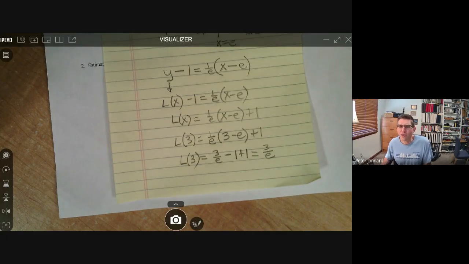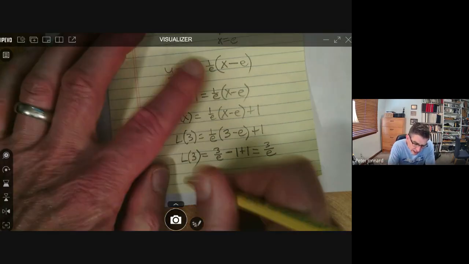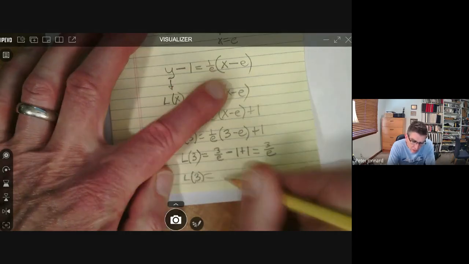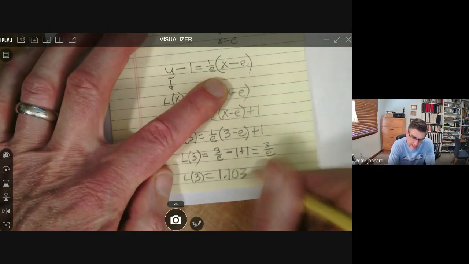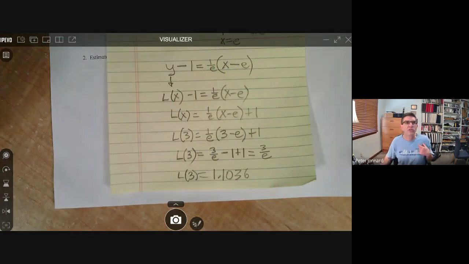I don't know that I can share this screen with you or not. When I told it I was going to share a screen, I'm not sure if it was just the visualizer. Let's try this out here. And let's try 3 divided by e. I don't know if you guys can see that on your screen or not, but it tells me that this is equal to 1.1036.